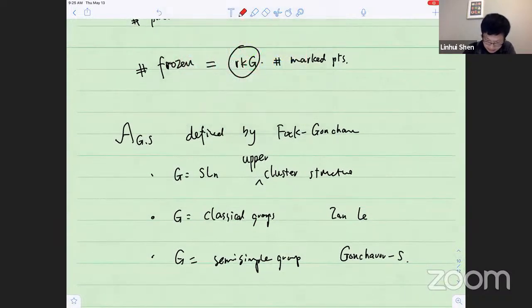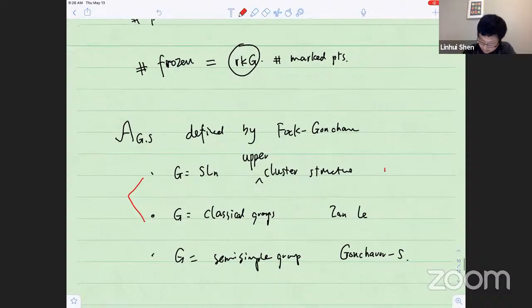Another comment is that for those two groups, they just constructed a family of quivers, and then they showed that the flips of diagonals are cluster mutations. In our construction, we somehow extended the family of quivers.